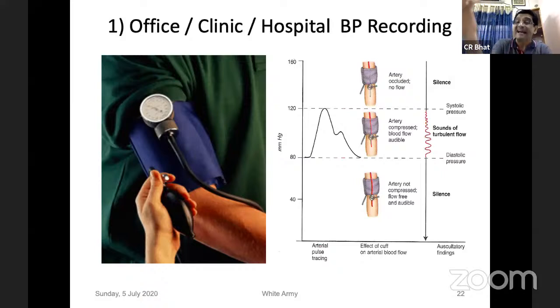The arm should be rested. If the patient is sitting, the arm should be rested on the table in front. It should not be hanging. Even in the supine position, the arm should be rested. The arm should not be hanging or elevated. Okay, those are some prerequisites.